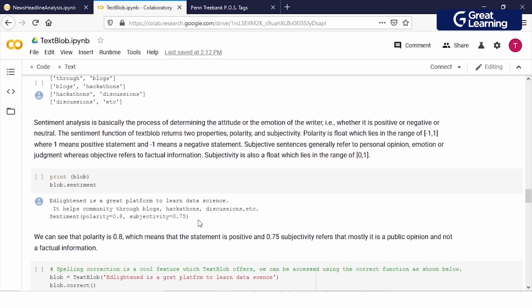Okay. So now comes the interesting part. This is what I had been waiting for and wanted to get to. Sentiment analysis. Everybody wants to do sentiment analysis. In sentiment analysis, there are two parts. What are the two parts? Polarity and subjectivity. So what does polarity mean? Sentiment is basically the attitude or emotion of the writer. What is your attitude? Are you a positive writer or a negative writer? Do you think in a positive frame of mind or a negative frame of mind? So that is what sentiment is.